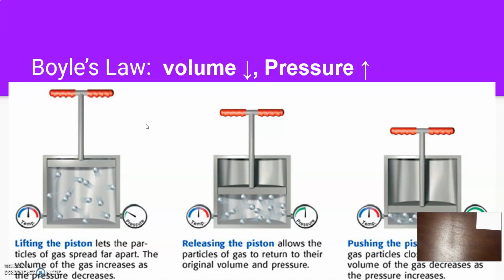Today we're going to focus on graphing relationships of volume, pressure, and temperature in gases. As a quick reminder, we've talked about three different gas laws. As volume is decreased in a container, I know the pressure is going to increase. There's less room for those molecules to move around.